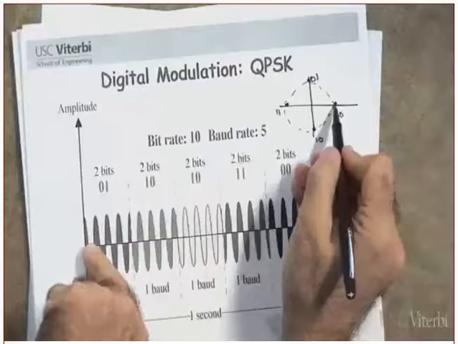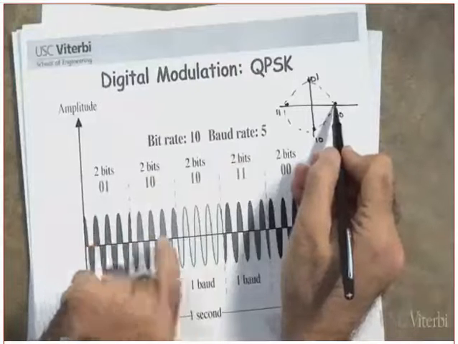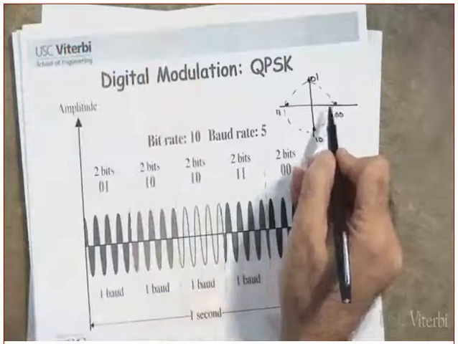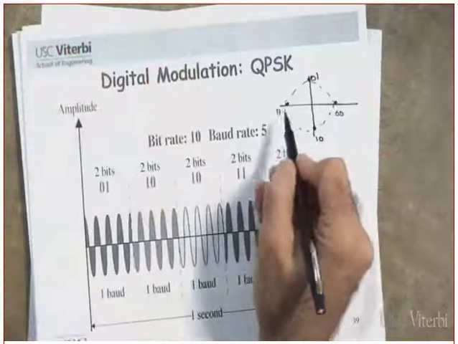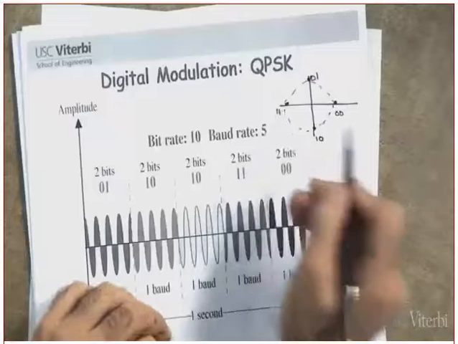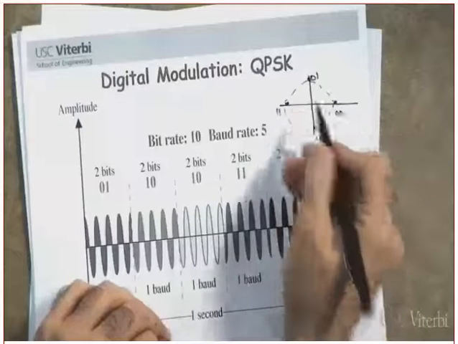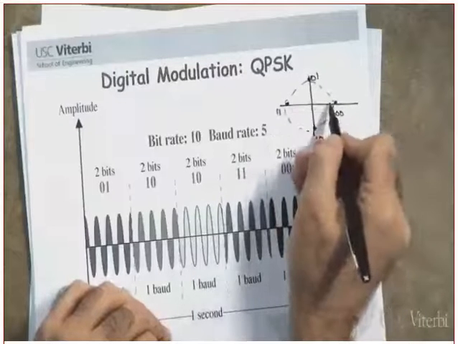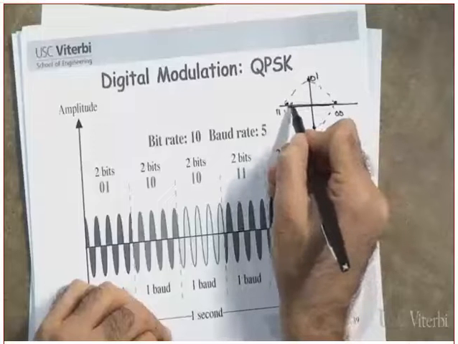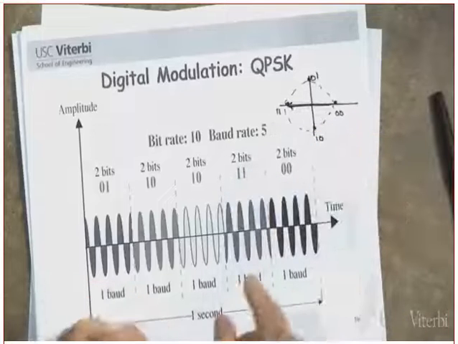Let's assume this is the symbol here. At this time, 0,0. The next 2 symbols happen to be what? 1,1. How are you moving? How are you transiting from here to here? Are you going around a circle or are you going directly? You are going to go directly.